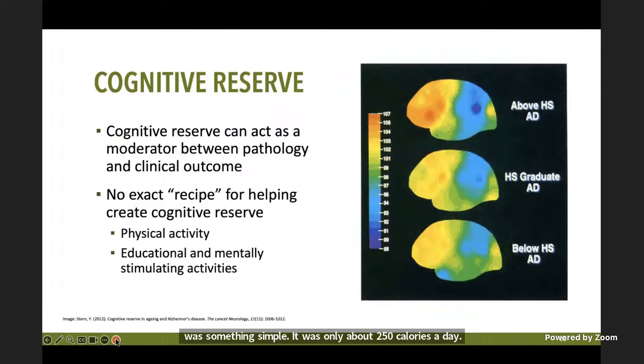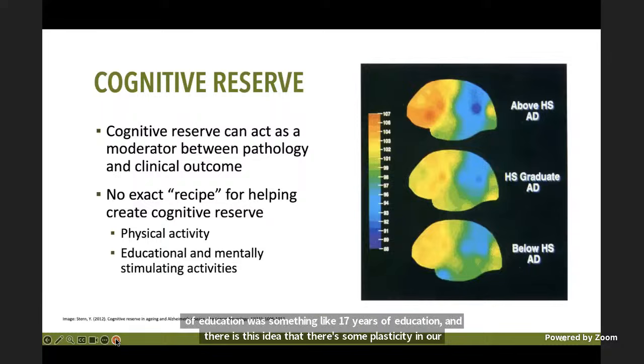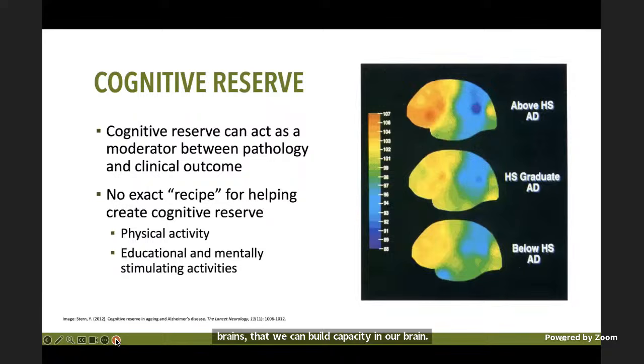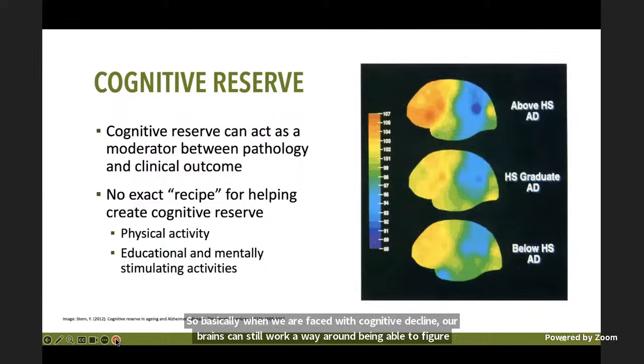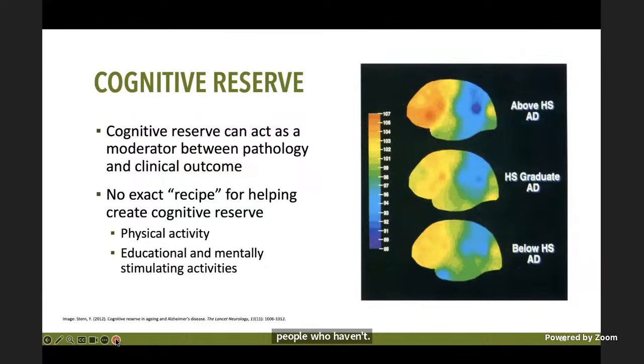And there is this idea that there's some plasticity in our brains, that we can build capacity in our brain. So basically, when we are faced with cognitive decline, our brains can still work a way around being able to figure things out. And we can see that demonstrated in individuals that people who have spent a lifetime challenging their brain, keeping it active, may fare better through cognitive decline, even with a diagnosis of some form of dementia, than people who haven't. And so, just like with the dietary recommendations, it's not that you get your diagnosis today and you decide that you're going to change your eating patterns tonight. You may reap some benefit from this, but this really is about a lifetime of engaging in these activities.